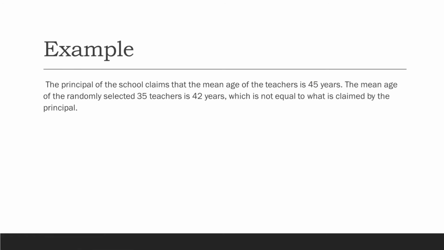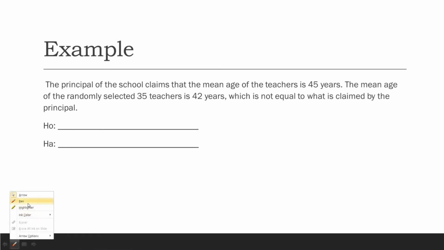So, the principal of the school claims that the mean age of the teachers is 45 years. The mean age of the randomly selected 35 teachers is 42 years, which is not equal to what is claimed by the principal. So here we are going to identify the null hypothesis and the alternative hypothesis. So first, let's recall what is the null hypothesis. So when we say null hypothesis, it is equal. And then kapag naman alternative hypothesis, it is not equal, which is denoted by not equal, greater than, or less than. So let's go back here.